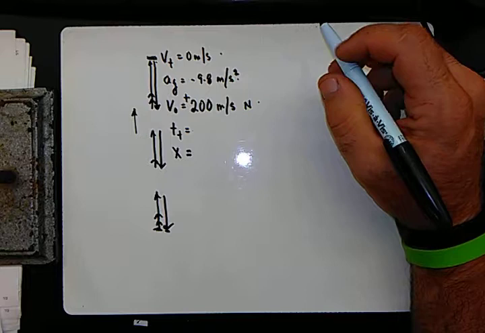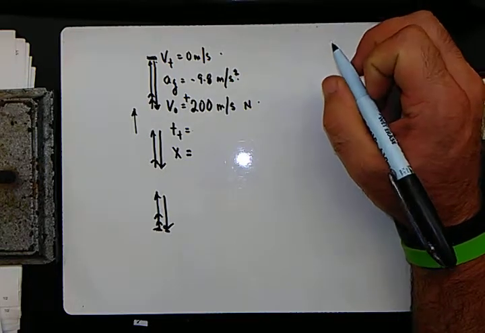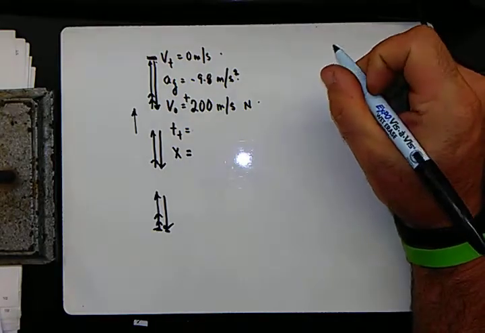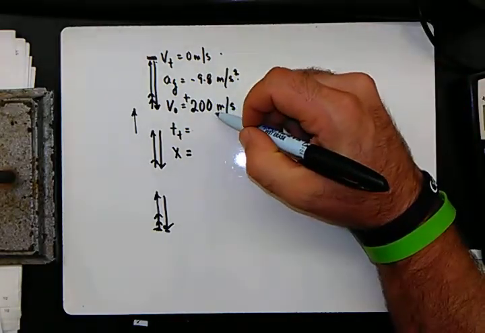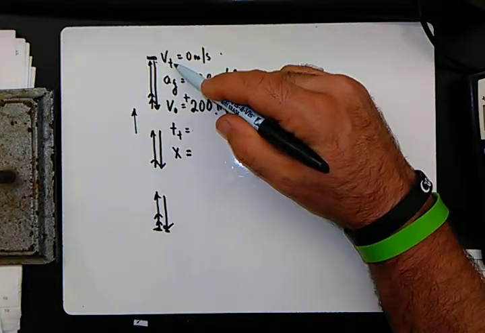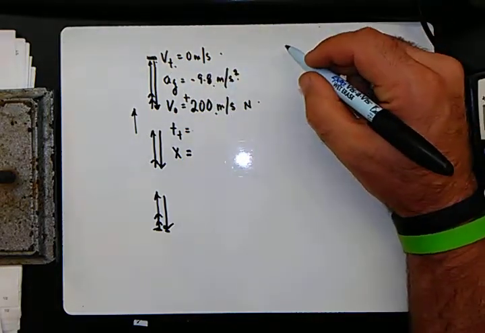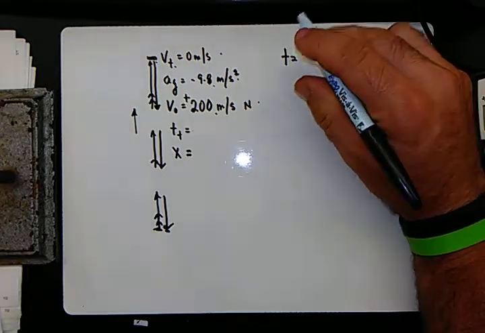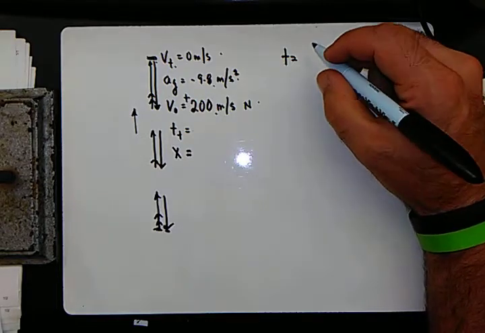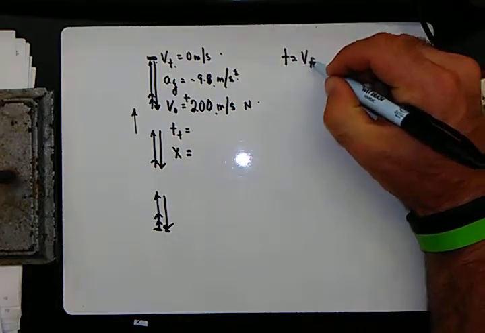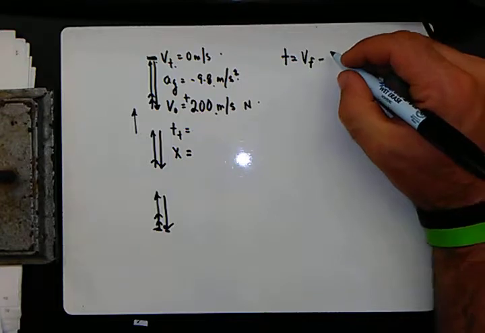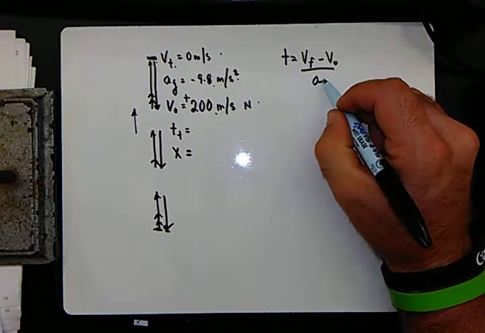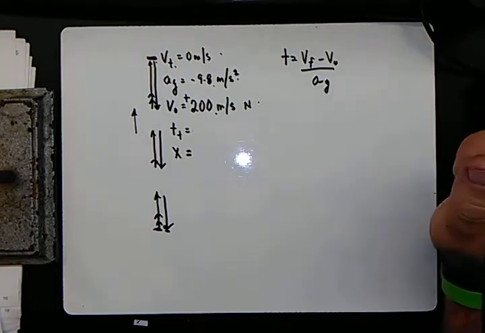If I look at the time formula, the first one, VF minus V naught over A. Well, I've got initial velocity, I've got a final velocity at the top, and I've got A. So I found my formula. The formula that I want to use, which is I think the fourth step of solving physics problems, is T is VF minus V naught, initial velocity, over the acceleration. And in this case, it's the acceleration of gravity.